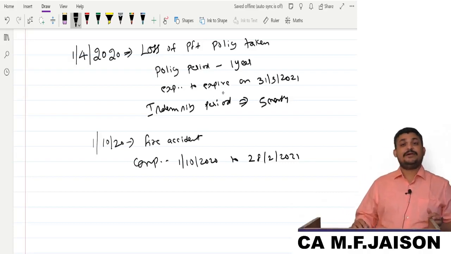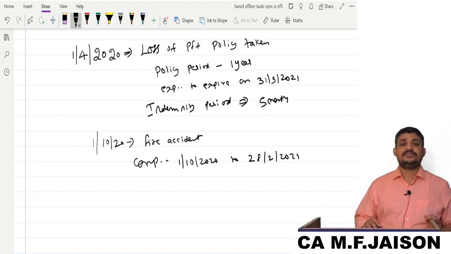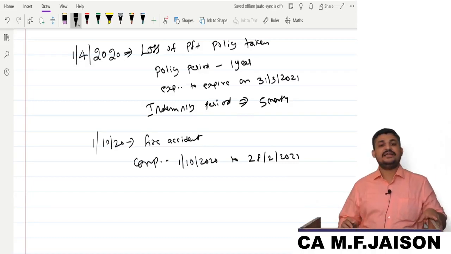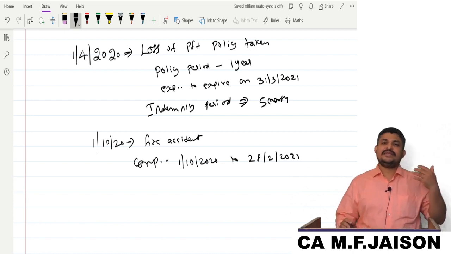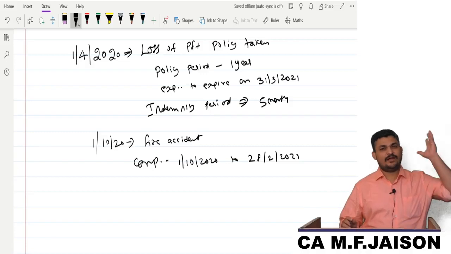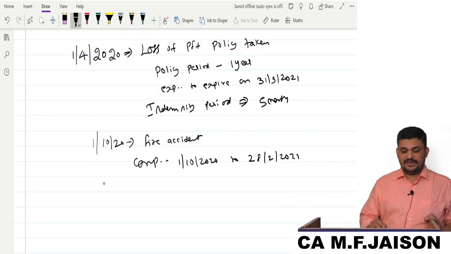Policy expiry date: when have you taken the policy? 1/4/2020. What is the expiry date? 31st March 2021. What is the indemnity period? 5 months. Interruption period I am not giving. That will be some large period. You can assume.